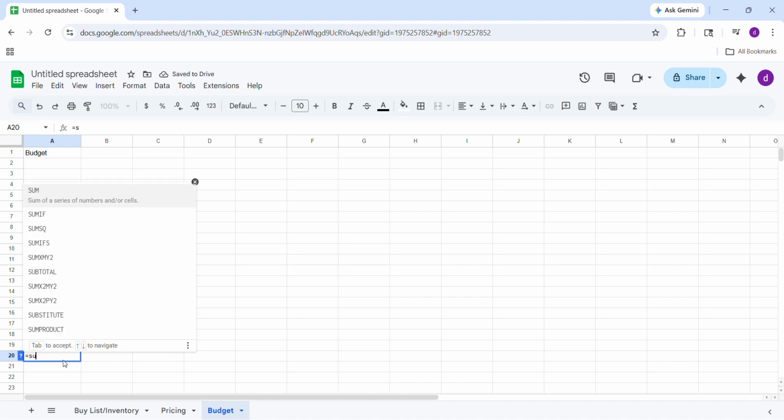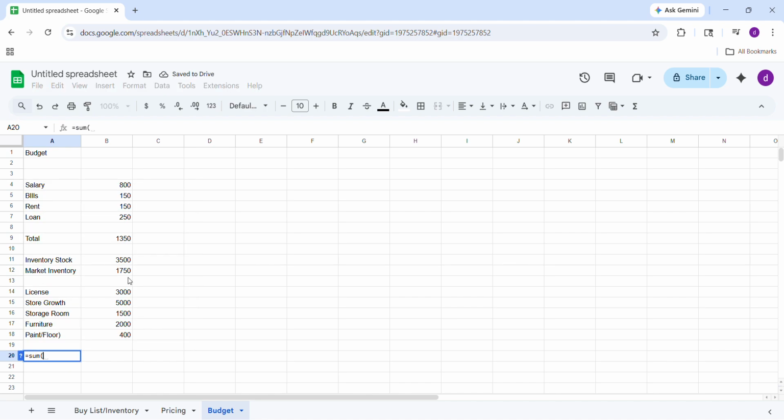So equal sum of that. We want to get a new license, so we need the store growth to fill it. We need more storage room. We need furniture, so we need extra shelf racks. We're going to need extra things, like maybe freezers or fridges, lights. Maybe you want to do an extra sign for what the product is, paint and flooring, because you're painting your store and everything. So let's just make this total.